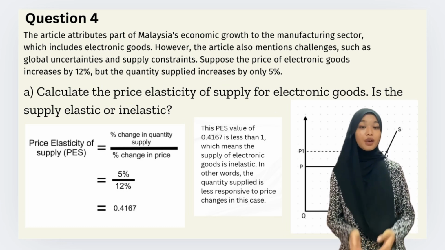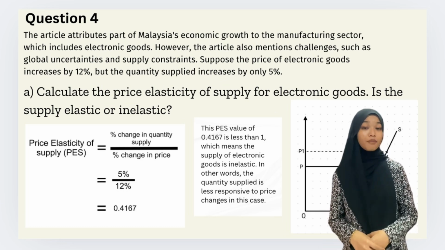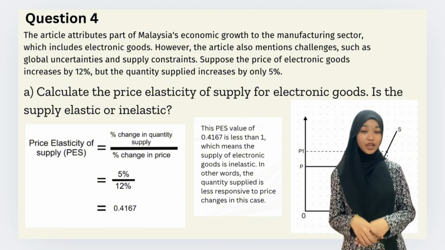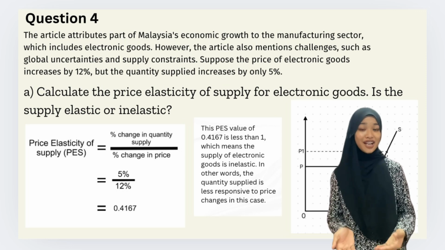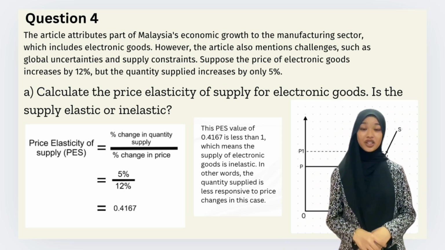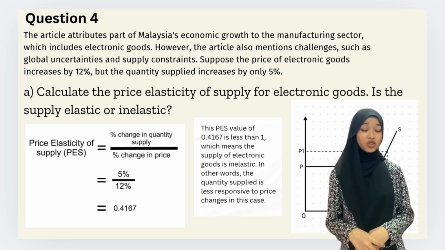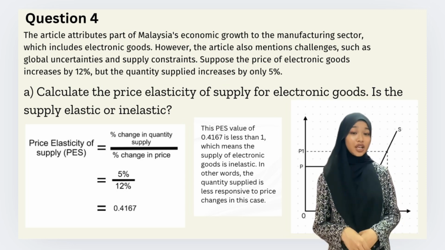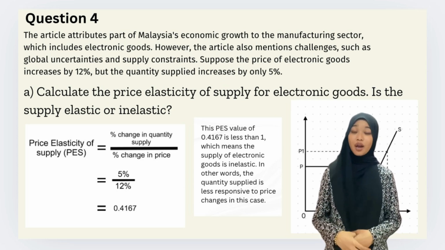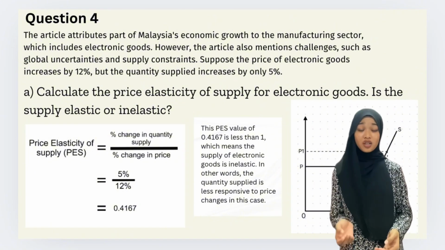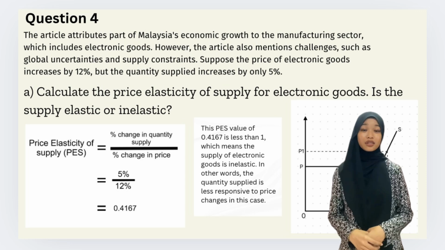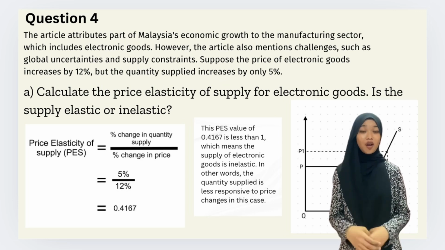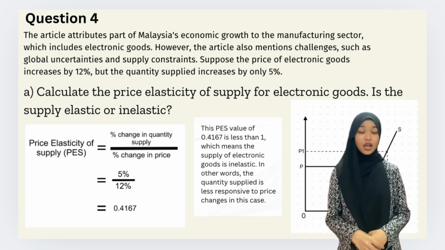Question number 4 is about the article attributing part of Malaysian economic growth to the manufacturing sector, which includes electronic goods. However, the article also mentions challenges such as global uncertainties and supply constraints. Suppose the price of electronic goods increased by 12%, but the quantity supplied increased by only 5%. Question A is calculate the price elasticity of supply for electronic goods. Is the supply elastic or inelastic?